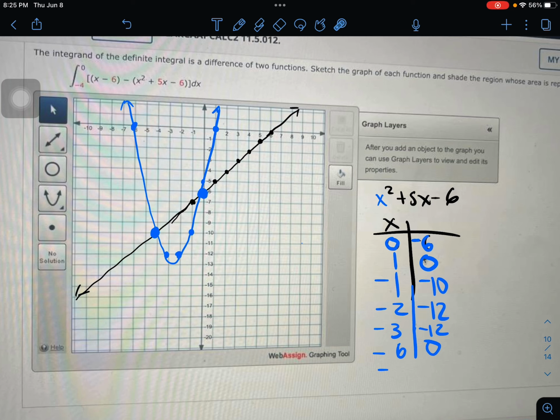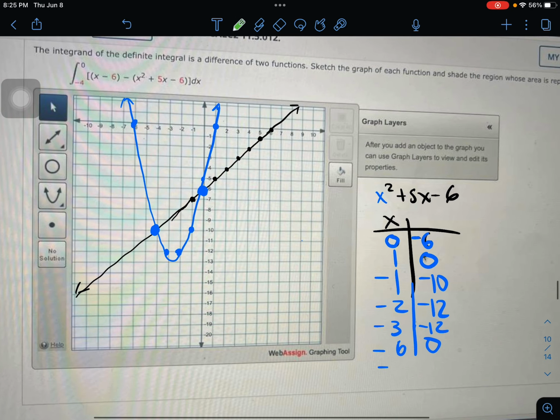Okay. And finally, we graphed our 2 functions, and now we've got to shade the region whose area is represented by the integral, which is going to be this part in between right here. It's going to be that right there. And that is the answer to that one. So I'll go ahead and stop this video, and I'll start making some more in just a minute.